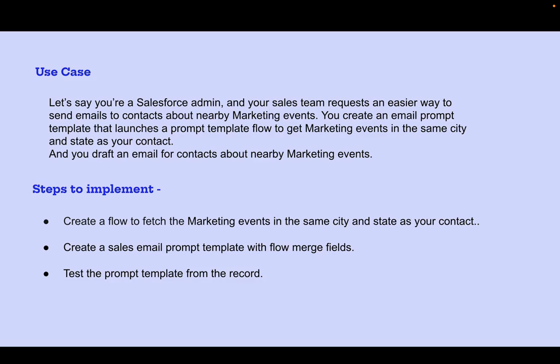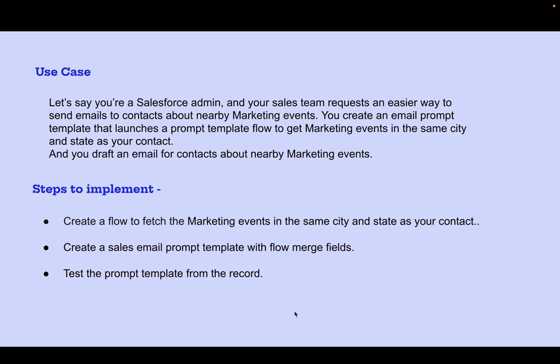And to implement this use case, there are few steps that we are going to do. The first is we have to create a flow that will fetch all the marketing events from the same city and state as per your contact's location. Then we will create a sales email prompt template that will actually invoke our flow. And finally, we will see how we can test our sales email prompt template from the record. Now let's see all that in action.